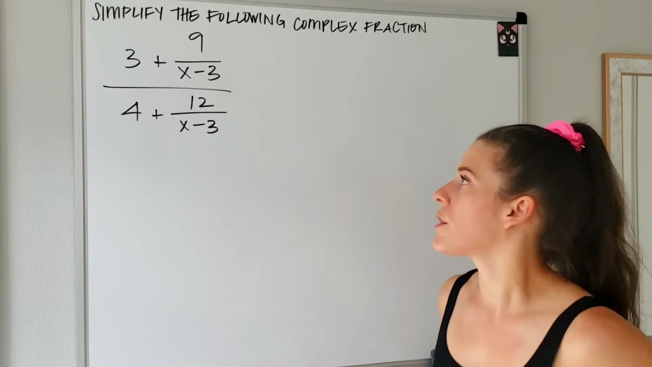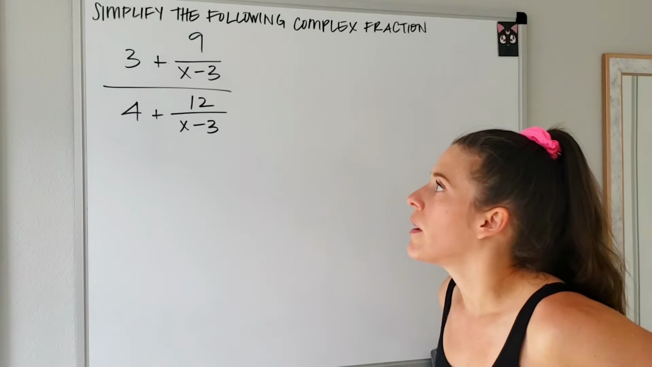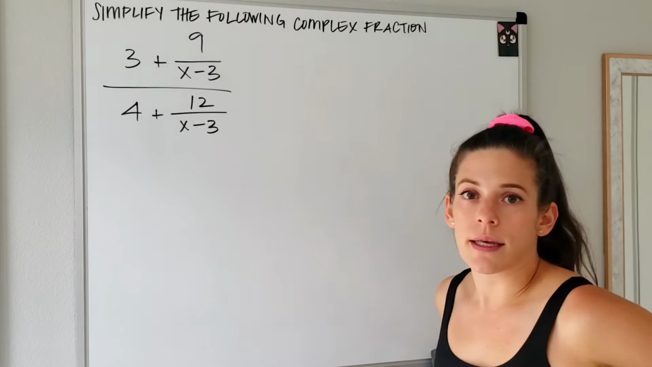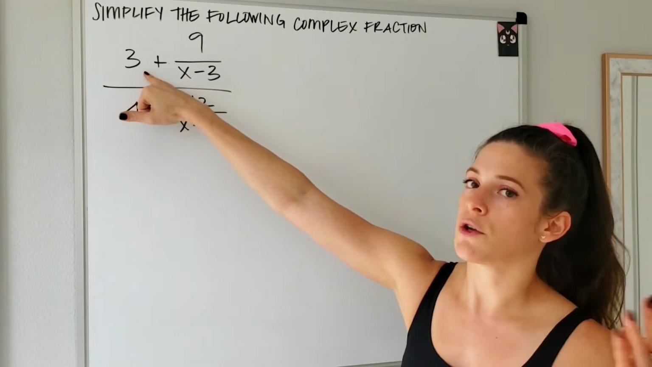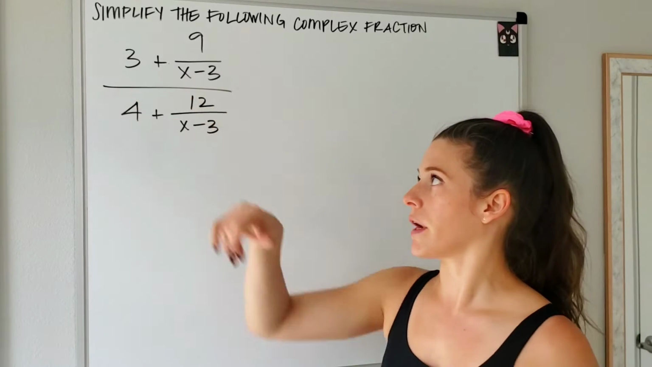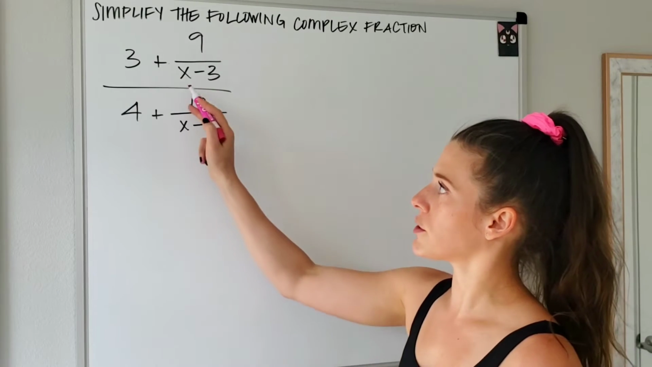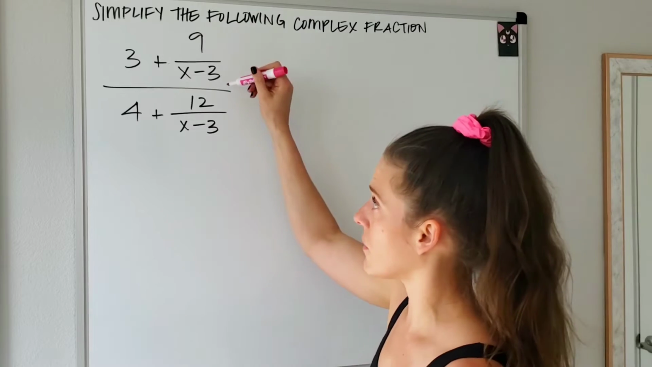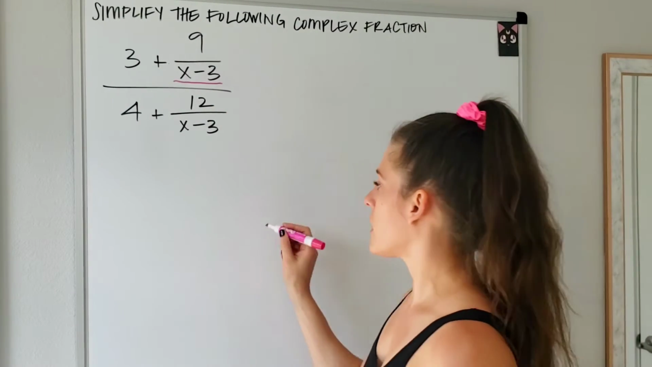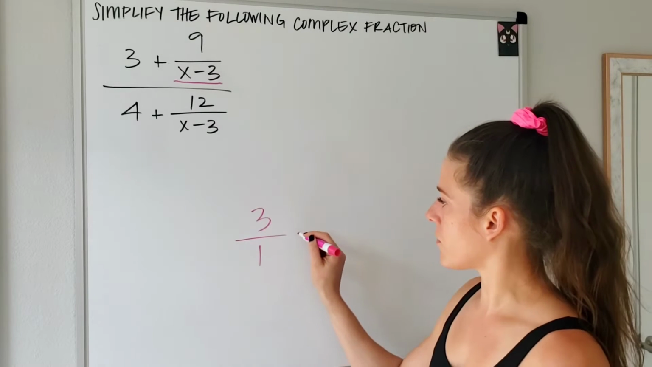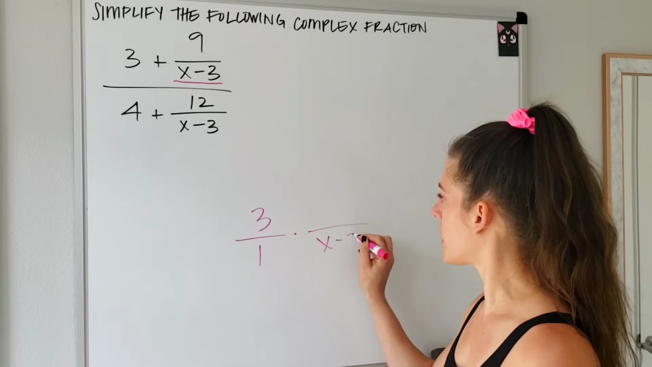Let's start with our numerator. We want a least common denominator so that this 3 can be the numerator or part of the numerator of a new fraction. The least common denominator here would just be the denominator that we already have on the other part of this. So how do we get 3 times something over x minus 3? 3 is really the same as 3 over 1. We want it over x minus 3.